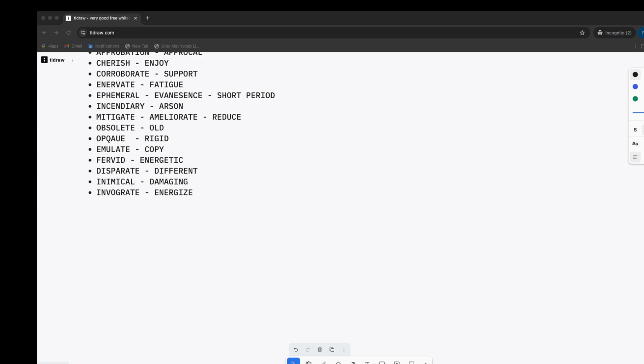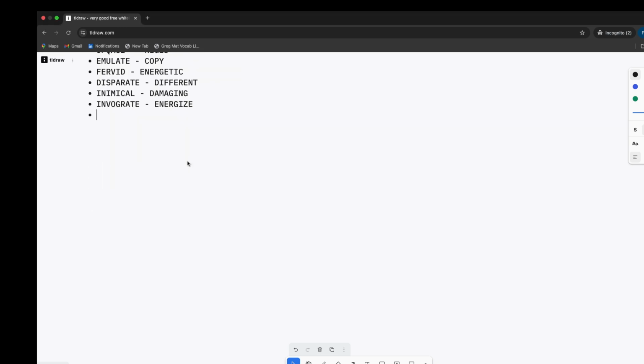Okay, clangor is a sound, I believe. Yeah, it's a noise. So it is the same as cacophonous. Clangor is like a loud, irritating noise. So enigmatic is that Enigma machine, which was very difficult to break through, right? So it's related to that. Something which is hard to understand or mysterious.